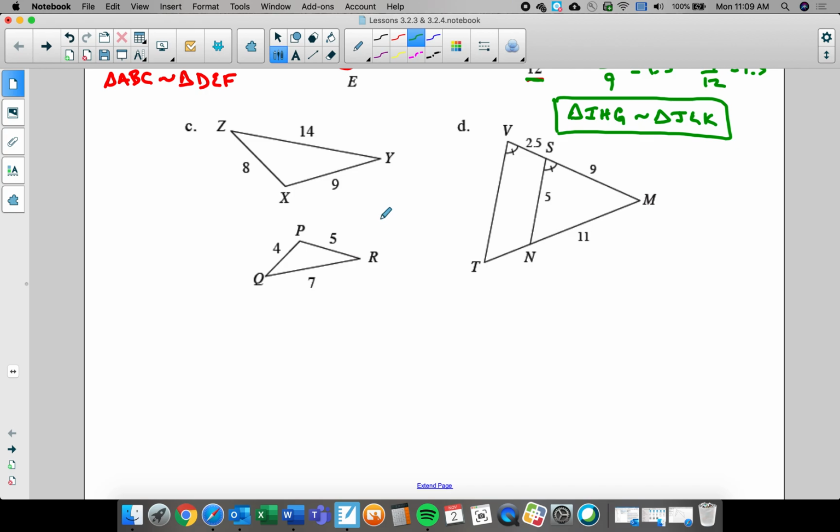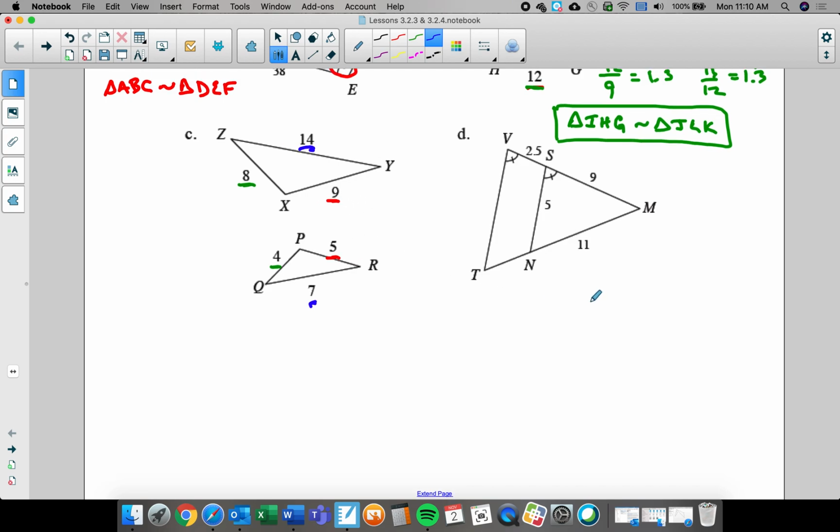What we could do is check the sides to see if they're in the same ratio. The smallest side from the top one would match up with the smallest side from the bottom one, and that's half. Then the next biggest one would go with the next biggest one. That is not half. And then our last part, 14 and 7 would match up. That is half. Notice these side lengths are not all in the same ratio. Therefore, these two triangles are not similar to each other.